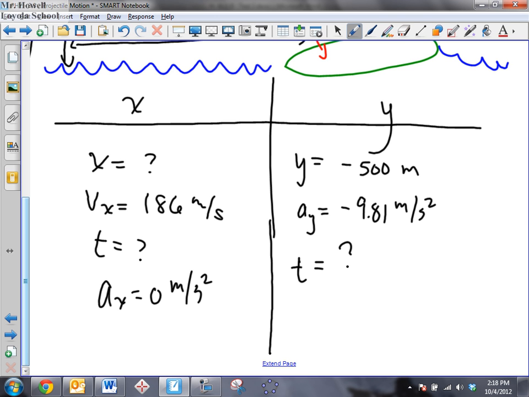Here's the question we need to figure out. There's some sort of initial velocity in the y direction. Why is it 0 here? Because it was not moving until you pushed it off.